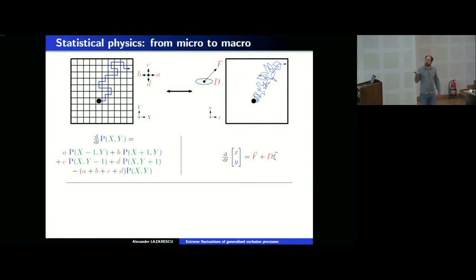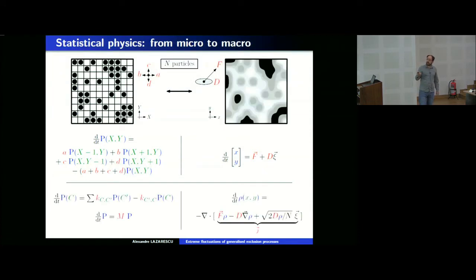Now, what happens if you take a large number n of those particles, and they are independent? Well, you want to look at the behavior of the density of particles at the macroscopic scale. At the microscopic scale, the master equation for the system looks formally a bit more complicated. You have transitions between configurations of particles that are one jump away from each other. The rates here are actually a very simple combination of the individual jump rates and the number of particles at the site of the jump.